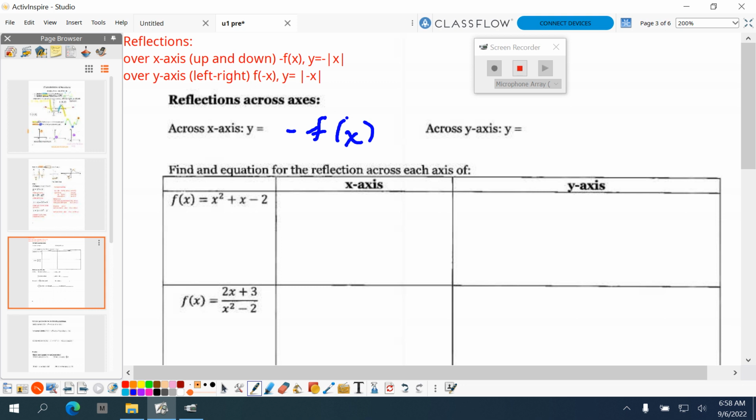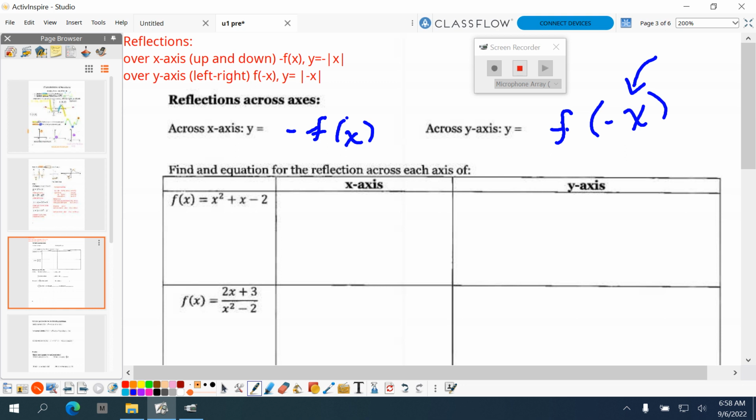Now, if I'm flipping across the y-axis, if I'm flipping left to right, and you want to note that it's left to right because it's not always just the y-axis or the x-axis, so I would do a negative inside of the function. So my x's get the negative, specifically my x's. All right, so keeping that in mind, for the x-axis, it's always pretty simple.